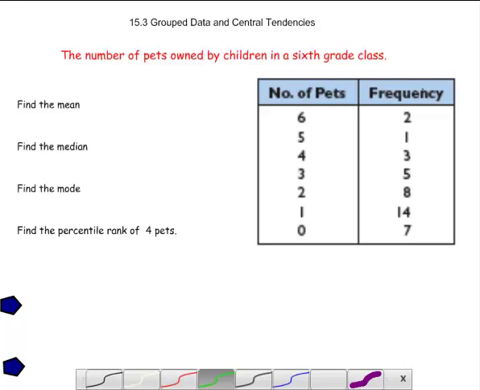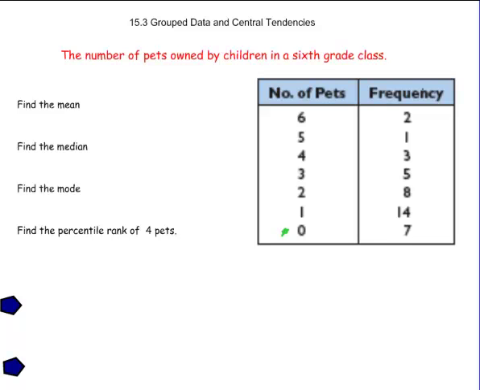Notice first of all in this chart that the lowest is down here at the bottom and the highest is at the top. So this simply says that 7 kids said they had no pets. 14 kids said they had 1 pet, etc., etc.